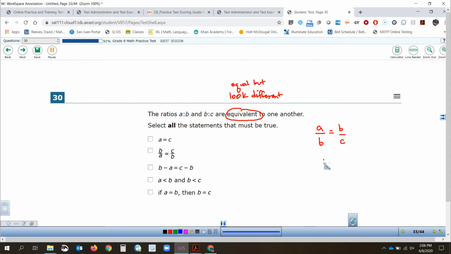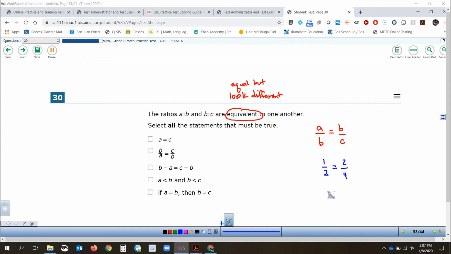So let's see if we can come up with one that will make this true. How about if we do 1 over 2? In that case, A would be 1 and B would be 2. So what would this one have to be right here? This one would have to be 2. And let me ask you then, what would go here? 1/2 is equal to what? 2 over 4, right?